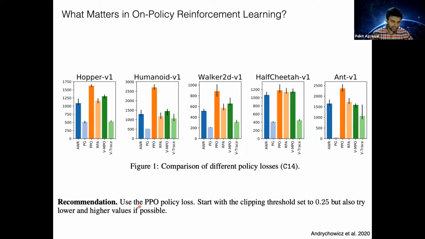So the concrete recommendation is to use the PPO policy loss and start with a clipping threshold of 0.25, but it's a hyperparameter that you can vary and see how it affects performance.